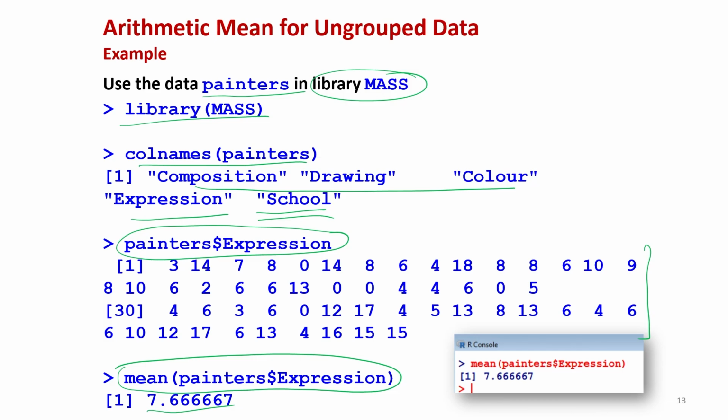What I wanted to show you here is that if you have a big data set with many variables, and you want to study only the mean of one particular variable, then you can simply take out that variable from the data set by using the dollar sign, and you can operate such a statistical function directly over it. So this was my objective to show you.